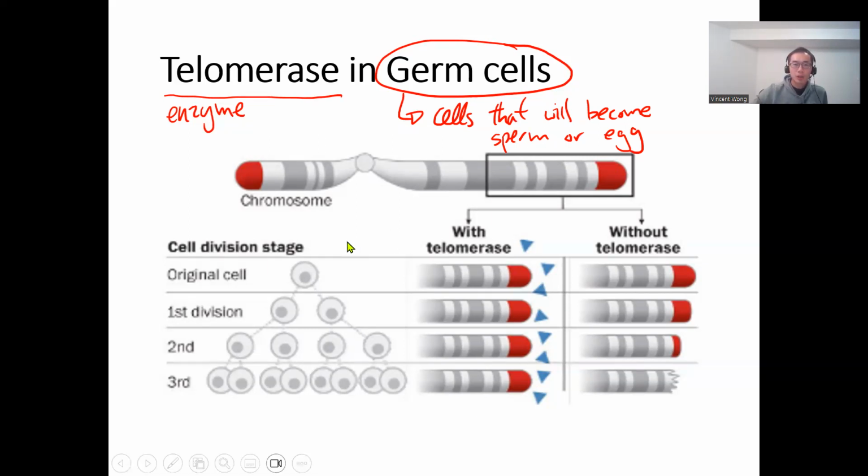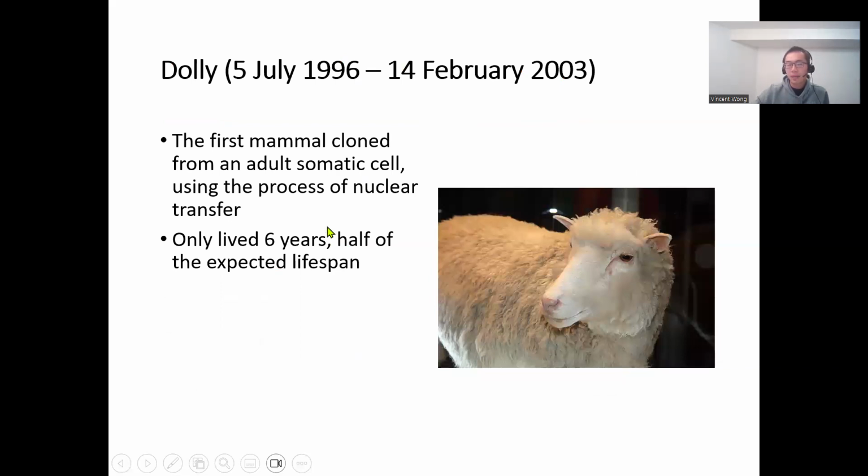Let's go back to Dolly for a second. I don't know if many of you have heard about Dolly. It was the first mammal to be cloned from an adult somatic cell. A somatic cell means like a body cell. So anything that's not a germ cell is called a somatic cell. All right. Your liver, your muscle cells, those are somatic cells.